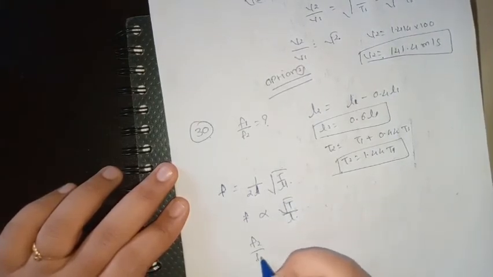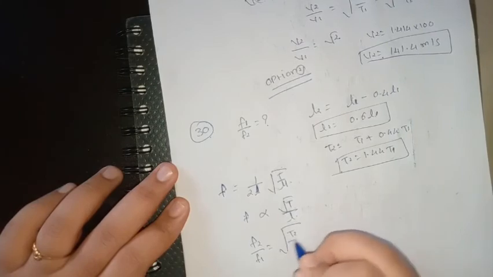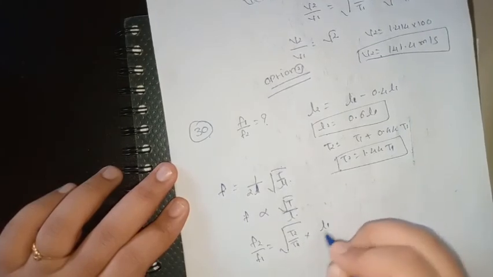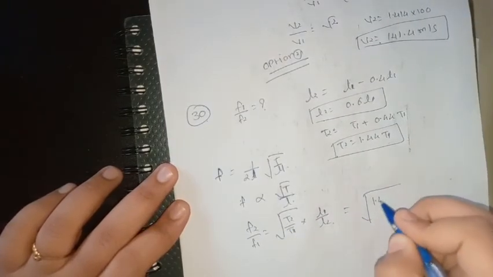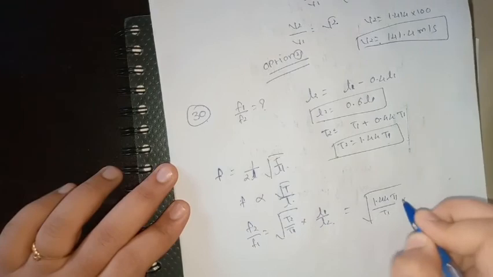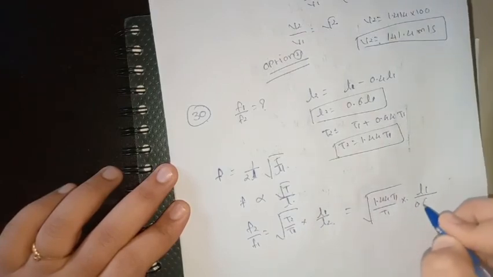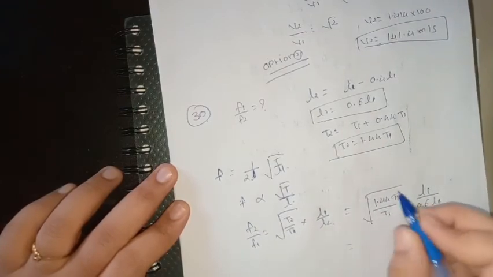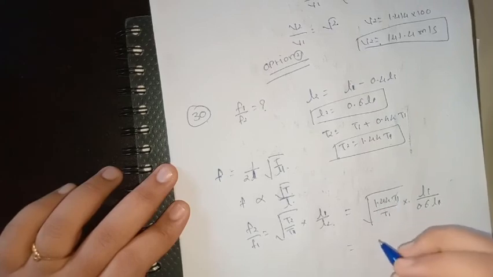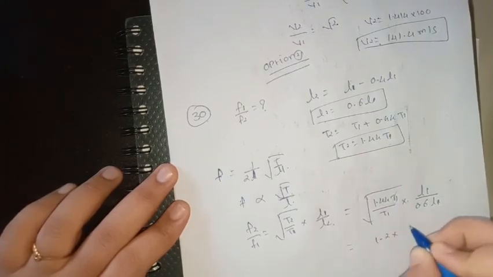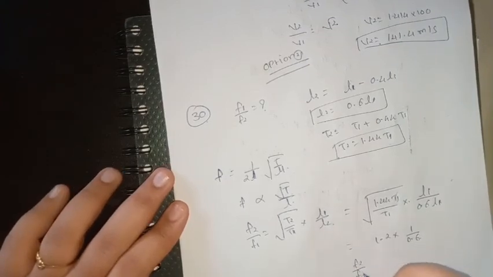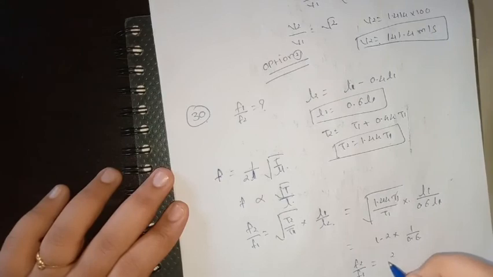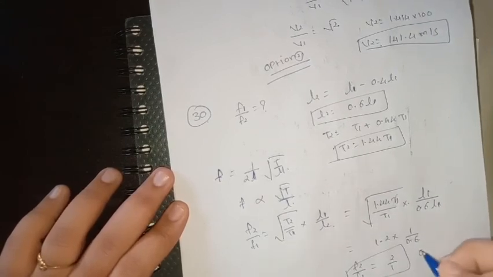So F2 by F1 is equal to under root T2 by T1 into L1 by L2. T2 can be written as 1.44 T1 divided by T1 into L1 divided by 0.6 L1. This can be square root of 1.44 as 1.2 into 1 divided by 0.6. So F2 by F1 is equal to 2:1. So option 1 is the correct option.